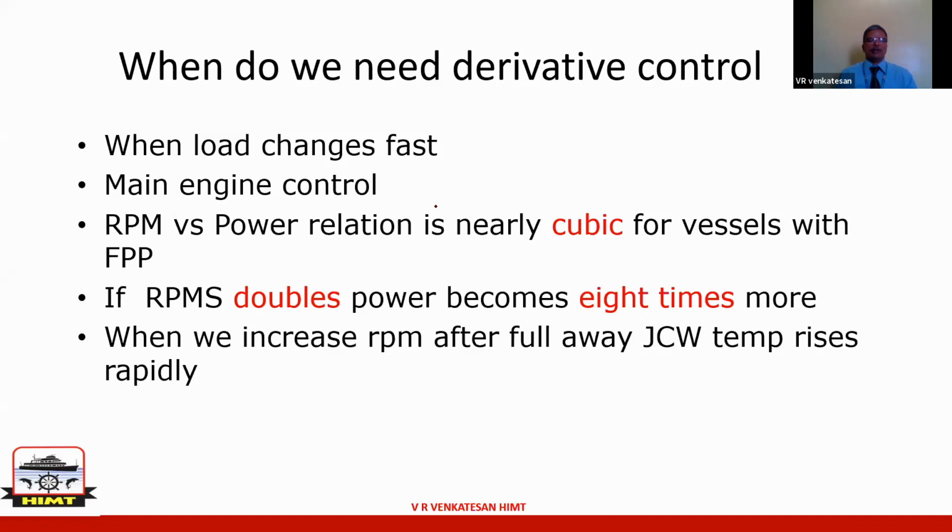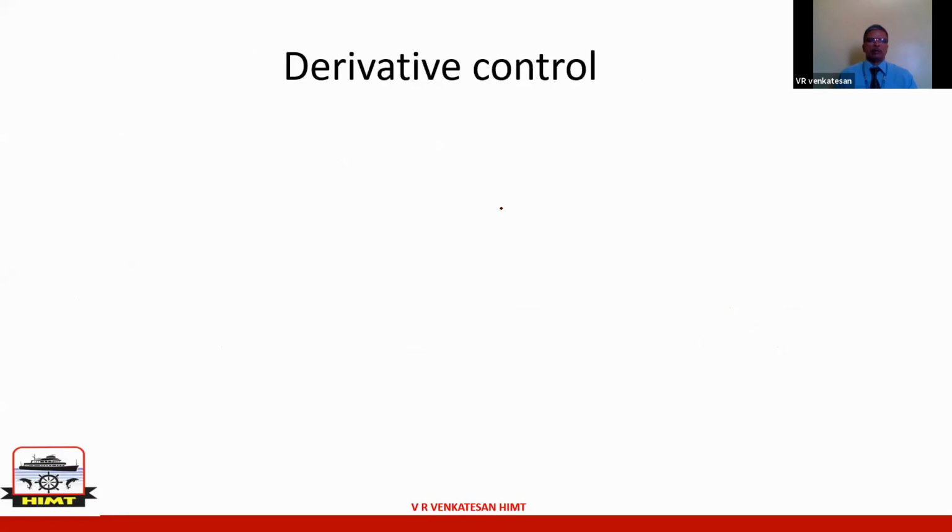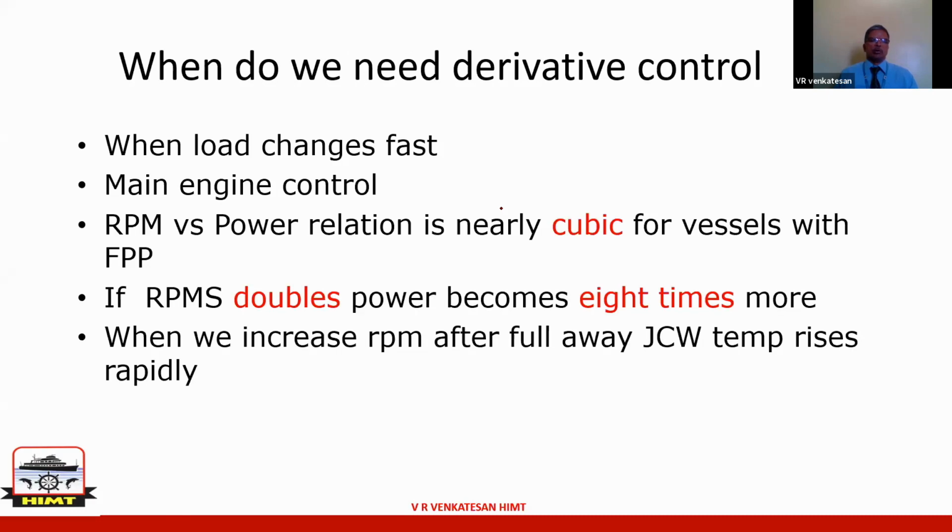Even others would have faced this problem, that as you start increasing the power, there are vessels where they even change the set point of the alarm for jacket cooling water. For maneuvering time alone, they increase it because there is a risk of temperature rising too high. So in these kinds of examples, you must have derivative control, because if you have derivative control, it anticipates the rise of temperature and it will produce an output earlier.